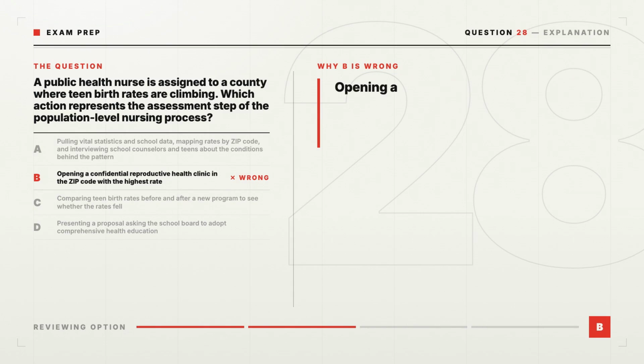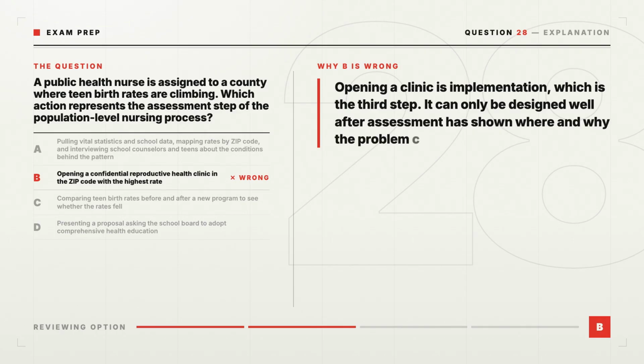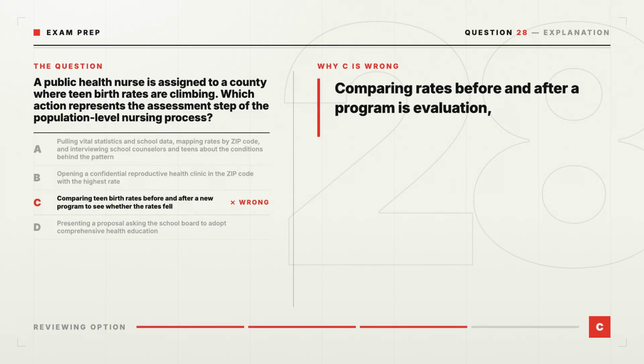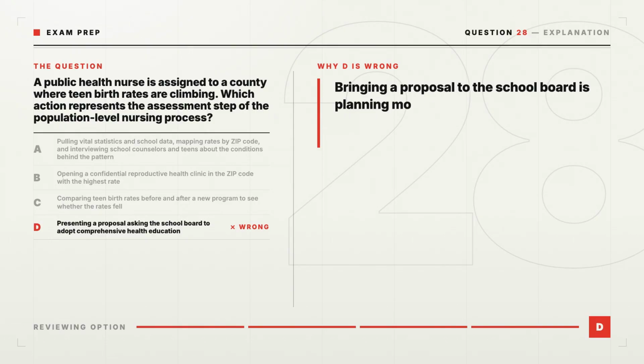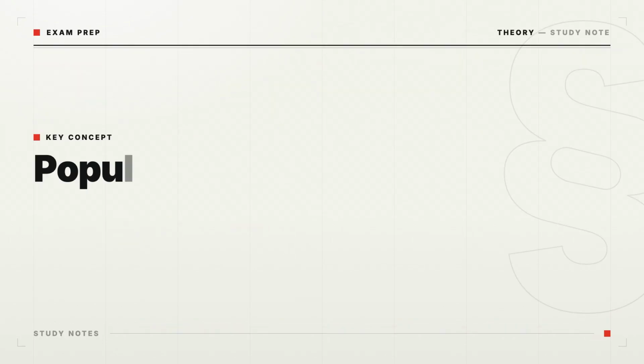B is wrong because opening a clinic is implementation, which is the third step. It can only be designed well after assessment has shown where and why the problem concentrates. C is wrong because comparing rates before and after a program is evaluation, the fourth step. There is no program yet to evaluate. D is wrong because bringing a proposal to the school board is planning moving into implementation at the systems level. It presumes an assessment has already identified the need.